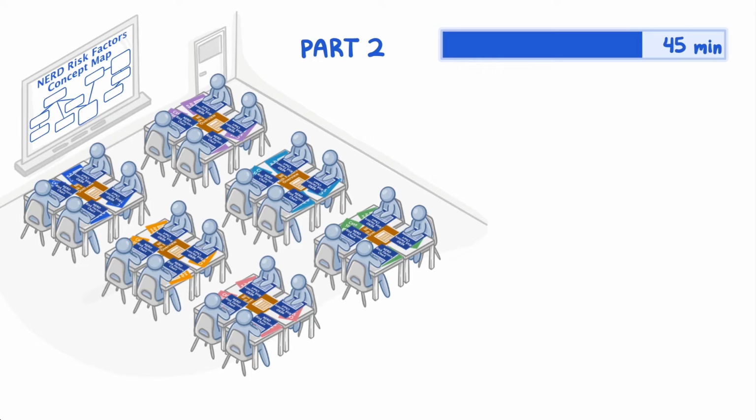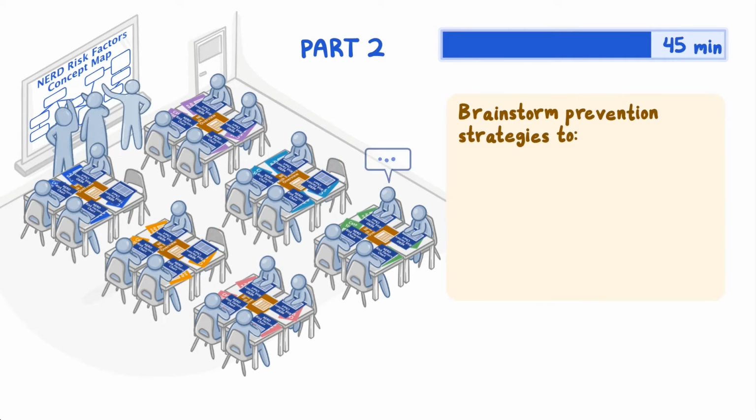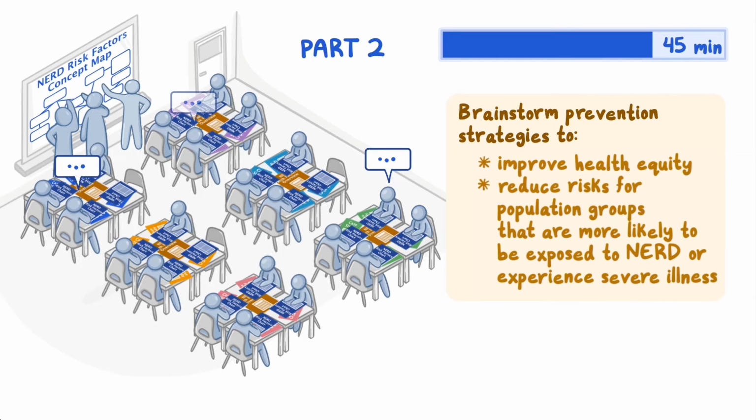When each group has shared and the concept map is completed, invite students to brainstorm prevention strategies to improve health equity by reducing risks for population groups that are more likely to have NERD virus exposure or are more likely to experience severe illness if they have NERD. These can be written in list form. As an extension, the class may want to color code or otherwise connect each prevention strategy to a particular risk factor on the concept map.